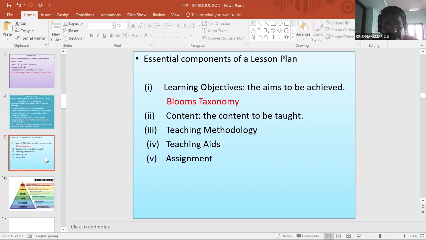Then, Socratic method of teaching can be followed. What is the Socratic method? Anybody? What do you mean by Socratic method of teaching? You are all familiar with the great philosopher Socrates, am I right? Yes, sir. He was a great teacher, but he never taught anything.